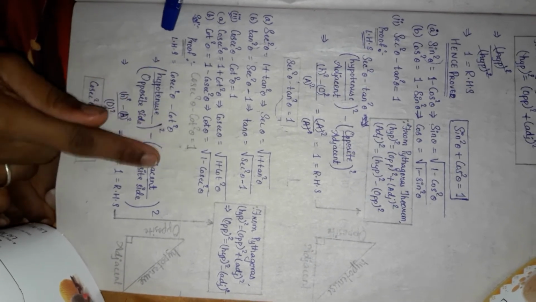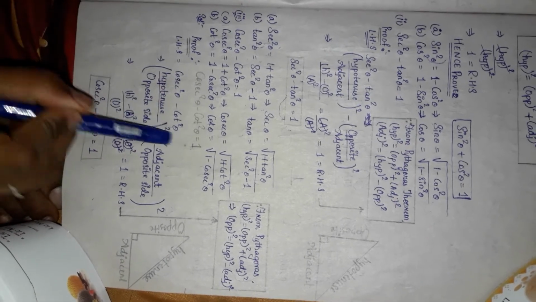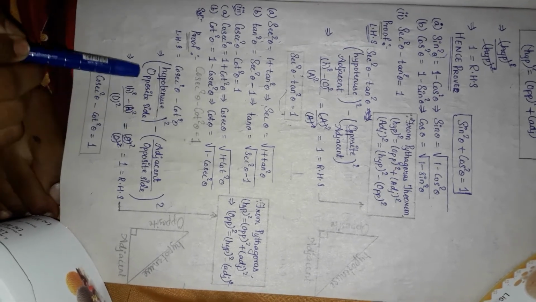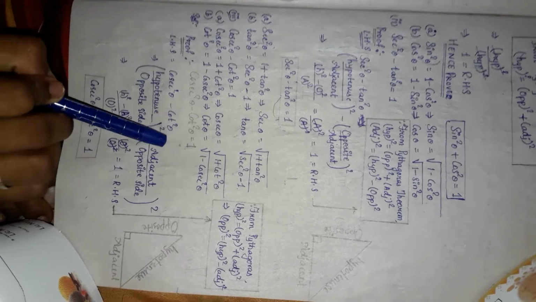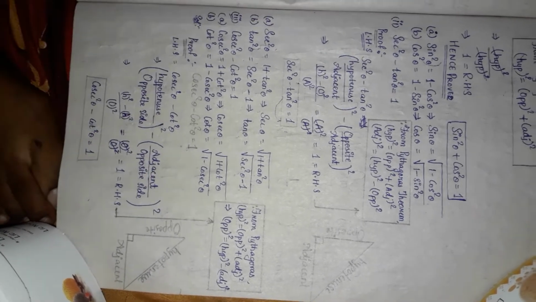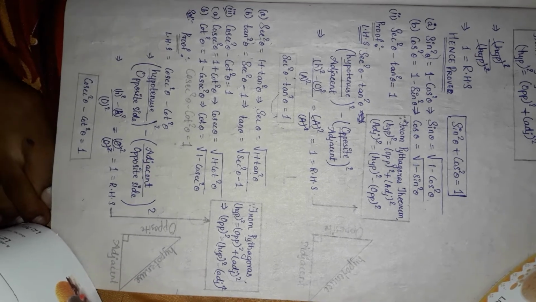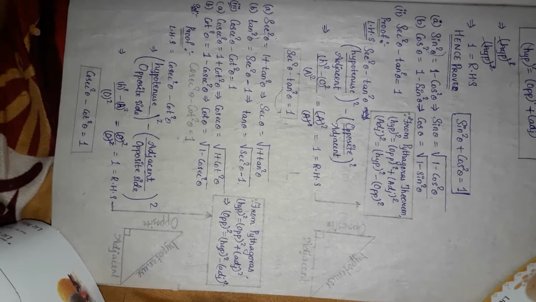Let's prove this sum. LHS is equal to cosec square theta minus cot square theta. What is the formula of cosec theta? That is hypotenuse by opposite, and square is there, minus cot theta formula is adjacent by opposite, whole square. We have seen it a few minutes before.